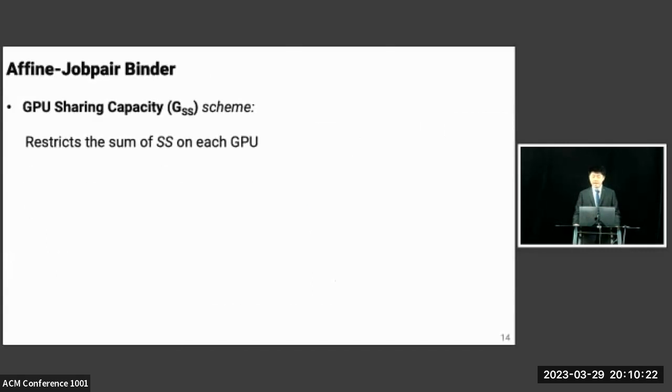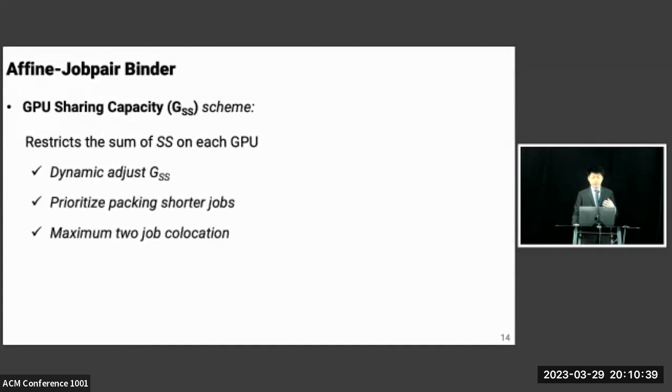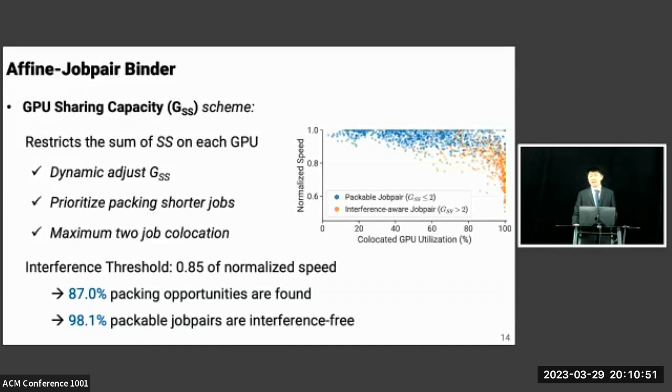After profiling and getting the job sharing score, we design a fine-grained job binder to pack jobs based on a GPU sharing capacity scheme. It restricts the sum of sharing scores on each GPU to avoid interference. Moreover, Lucid supports prediction-based dynamic adjustment and prioritizes packing shorter jobs to improve scheduling performance. Based on this scheme, we can find over 80% packing opportunities, and the majority of them are interference-free.